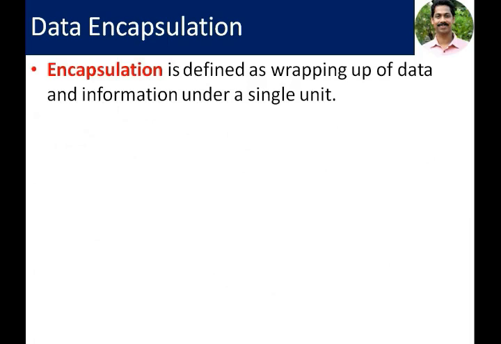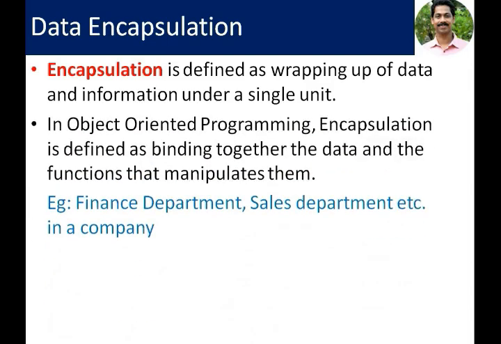Data encapsulation is defined as wrapping up of data and information under a single unit. This is a kind of binding data and information. Data and functions can be bound into a single unit. In object-oriented programming, encapsulation is defined as binding together the data and the functions that manipulate them. This is the concept of encapsulation in object-oriented programming.